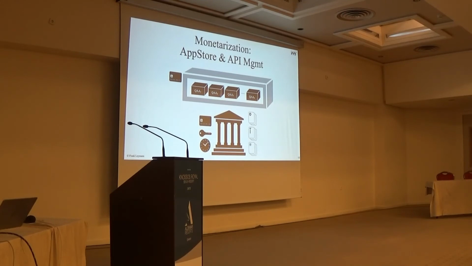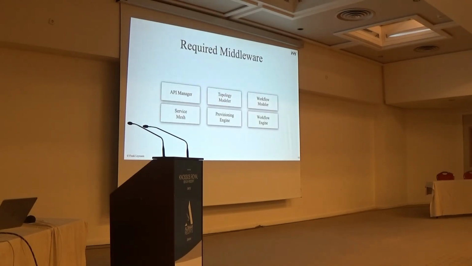And because the workflows use APIs, you need an API management piece of code so that the workflows that are buried into the quantum archives can go to the API manager in order to make money out of the implementations of your algorithms. So what you need at least is an API manager for the individual steps that are performed. You need a tool that allows you to model your artifacts, a topology modeler. You need to model your workflows. And then, of course, we have the underlying middleware. We have a workflow engine, a provisioning engine, and we use some service mesh technology.